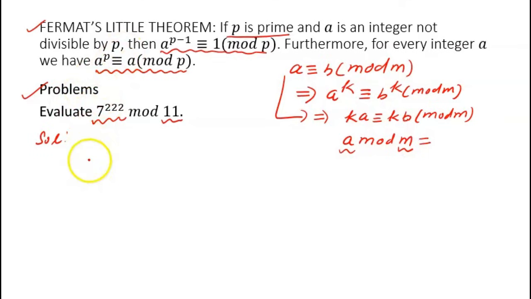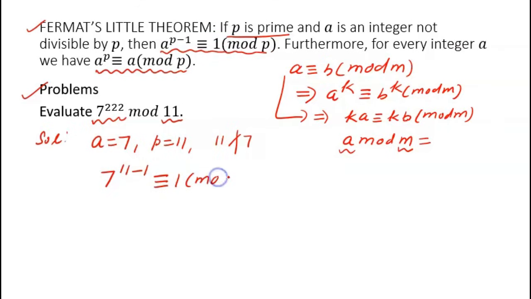So how to apply Fermat's little theorem? Here we are going to take the integer a equal to 7, and the prime number that I am going to take is p equal to 11, and clearly 11 does not divide 7, because that is the requirement that a is an integer not divisible by p. Then a to the power p minus 1, where a is 7 and p is 11, so 7 to the power 11 minus 1 is congruent to 1 mod 11, right?